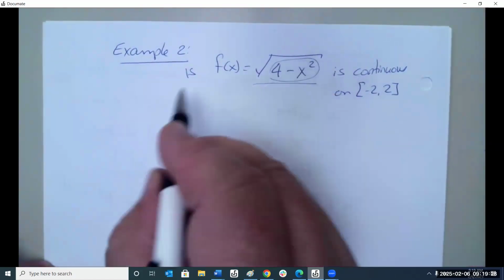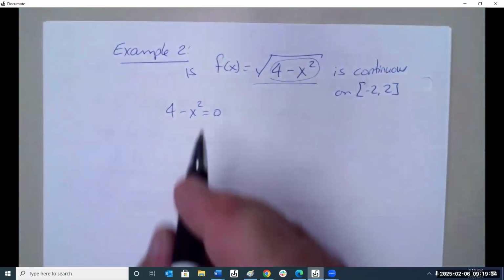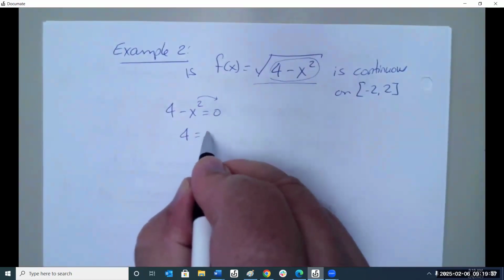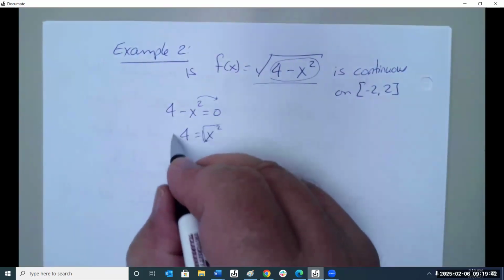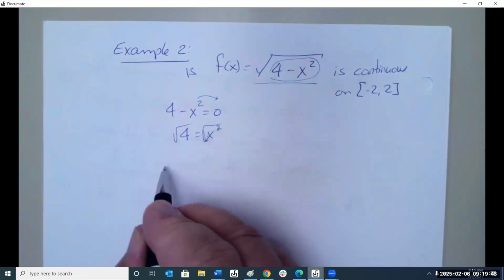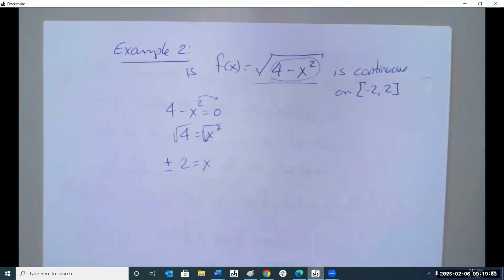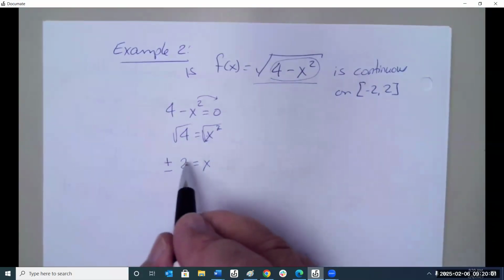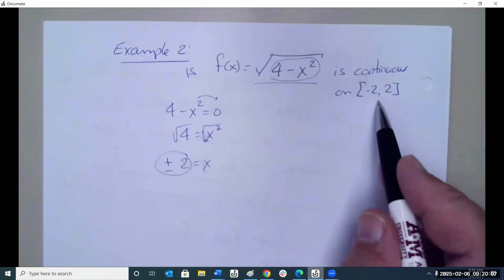So the smallest this can be is 0. So move that over. So we have 4 equals x squared. Square root both sides. Whenever you square root something that's squared, you have to put a plus or minus in front of the answer. So what it tells me is x has to be between -2 and 2. Oh, that's the domain.